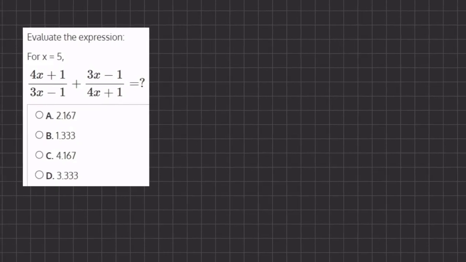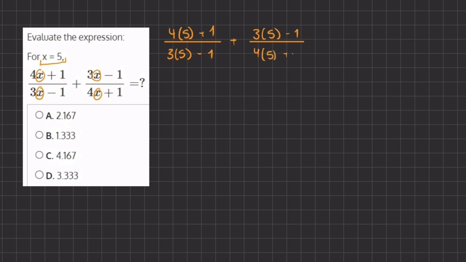Alright, so in this problem we want to evaluate the expression, and we have the value of x here, and we're going to plug in the value of 5, which is x, into every x that we have in the expression and solve. So we have 4 times 5 plus 1 in our first numerator divided by 3 times 5 minus 1. And we are going to add it to our second fraction, which is 3 times 5 minus 1 divided by 4 times 5 plus 1.